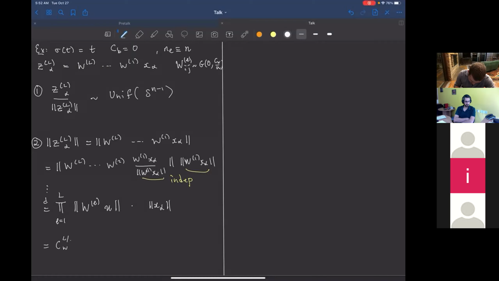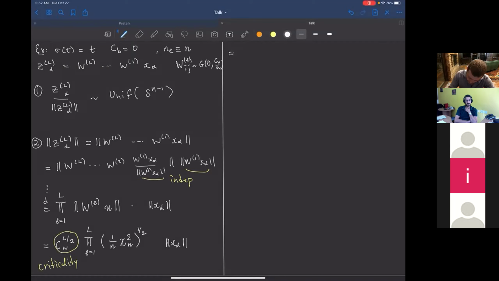You get C_W to the L over 2 times the product on l goes from 1 up to capital L, and you just get a chi-squared random variable with n degrees of freedom that's normalized by 1 over n times the size of x alpha. Okay, so this prefactor here is the thing that's responsible for criticality. If you don't set C_W equal to 1, you are going to have a poorly defined large L limit anyway. So now I set that equal to 1.